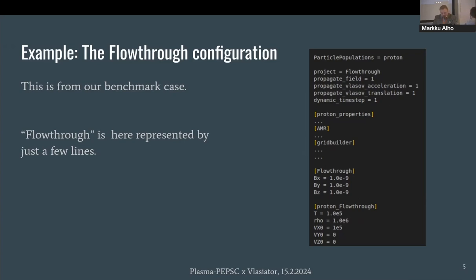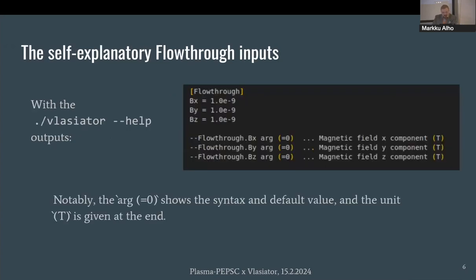Now, this is sort of self-explanatory, but you can get all of these help texts through the Vlasiator --help command, and then grep for flow-through or whatever project you want. And noting the syntax here, so you have flow-through, which is the name of this header here, and then .Bx, this component argument, which by default is equal to 0. So here it's equal to 1 Tesla, in units of Tesla, the magnetic field component given on the x-axis there.